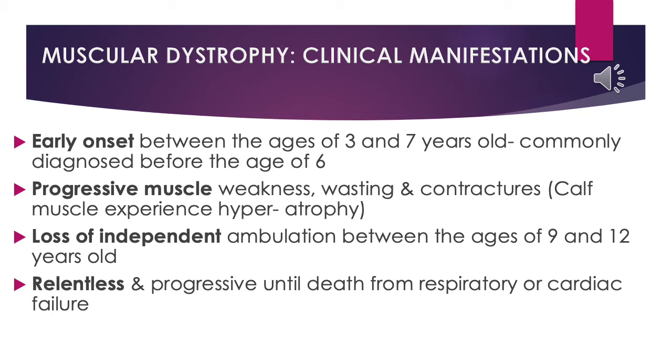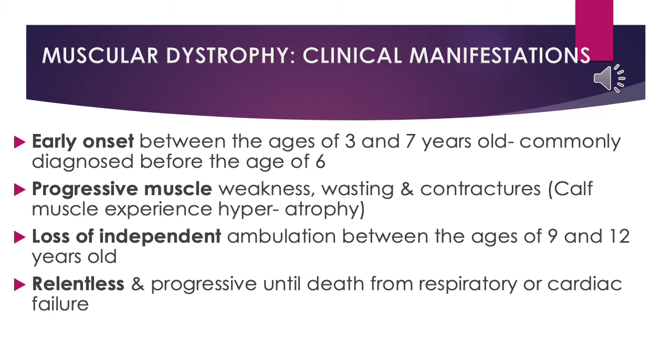Unfortunately, these children do have a loss of ambulation, usually between the ages of 9 and 12 years old. This is a relentless and progressive disease, and usually as adults they die from respiratory or cardiac failure. Life expectancy with muscular dystrophy varies depending on the specific type that a child may have, but usually it's not uncommon for them to reach early adulthood.